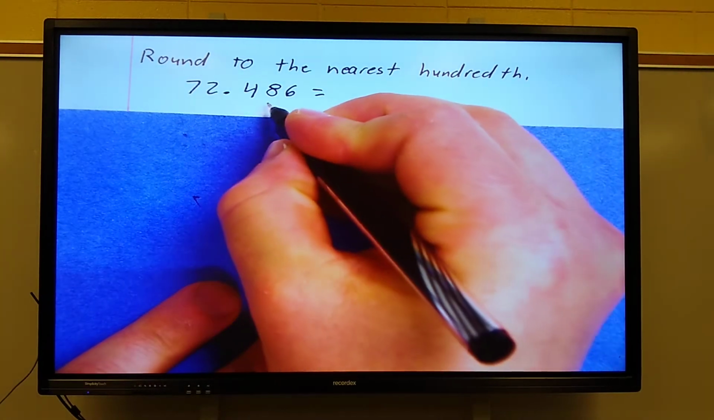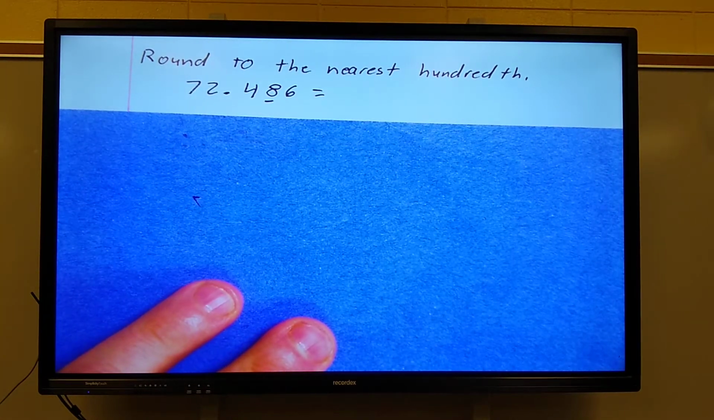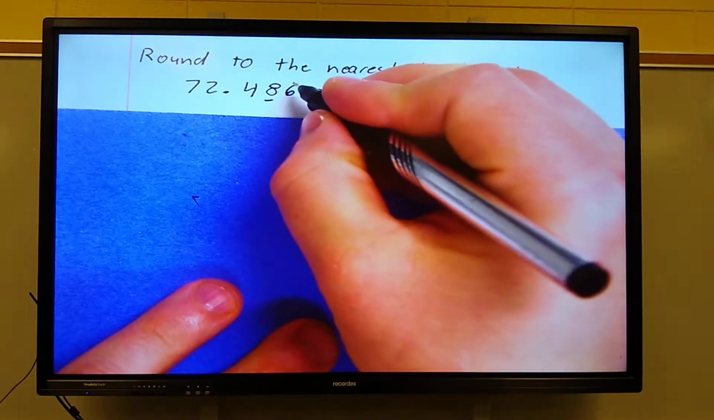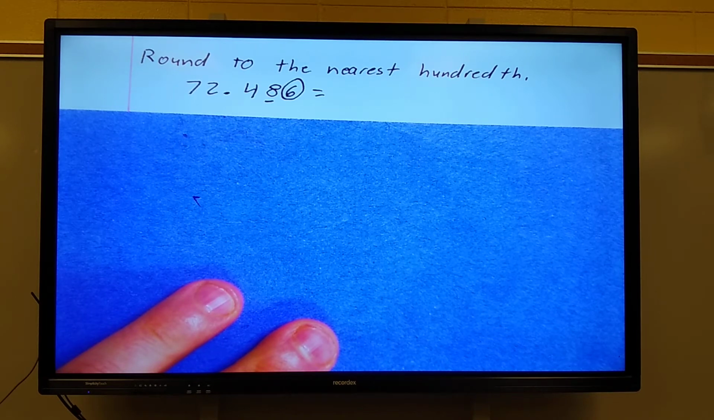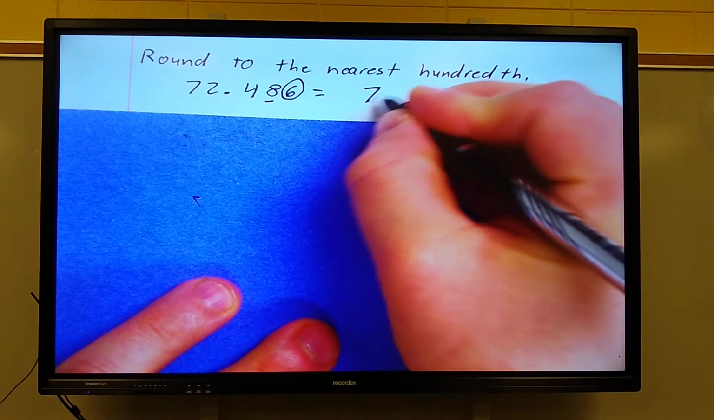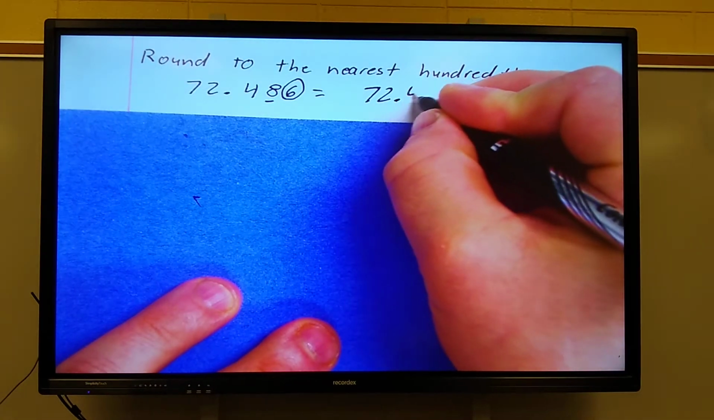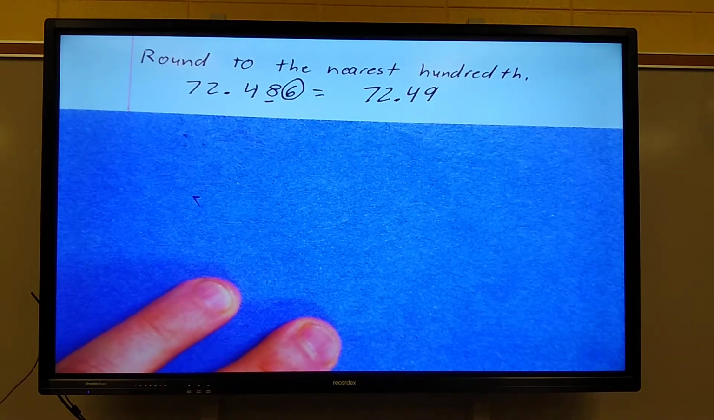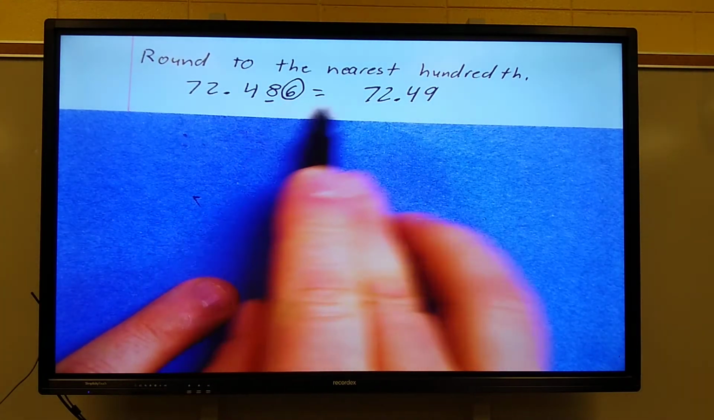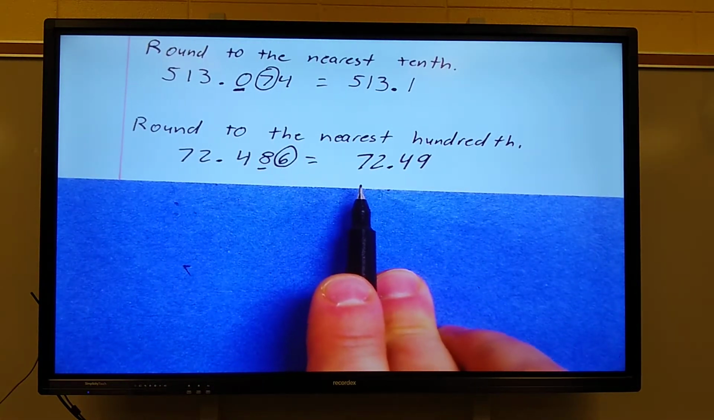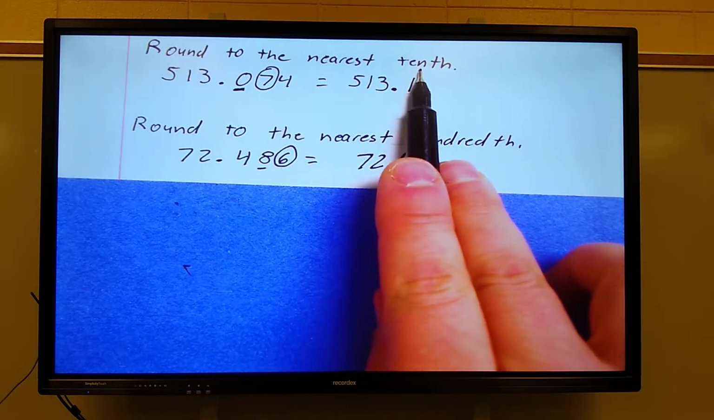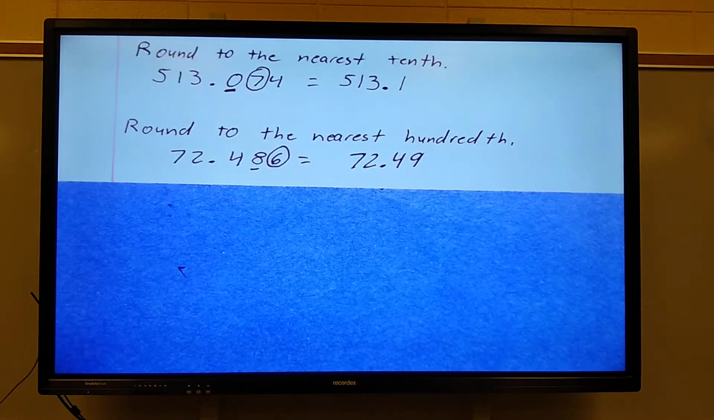Round to the nearest hundredth. The 8 is in the hundredth place. I must look to the number to the right, which is the 6. The 6 tells me to round up because it is 5 or higher. That means the 8 becomes a 9. My answer is 72 and 49 hundredths. Everything after the hundredth place disappears. Okay? Just like in the one we did, everything after the tenth place. If I'm rounding to the tenth place, it disappears.